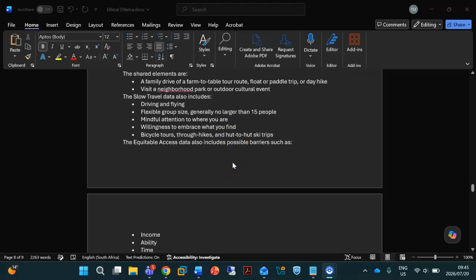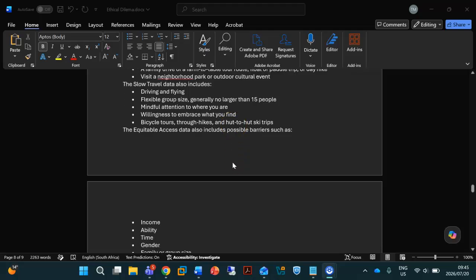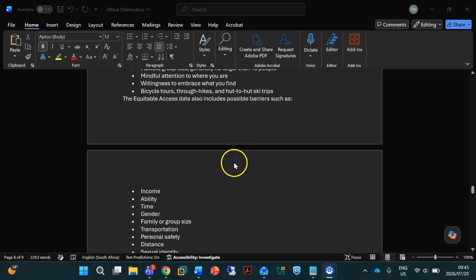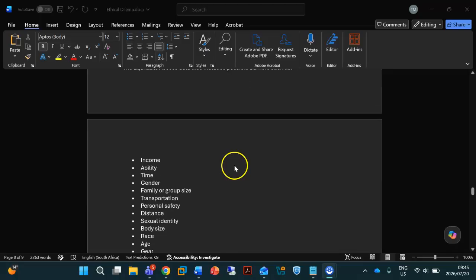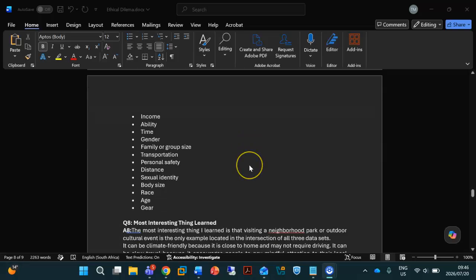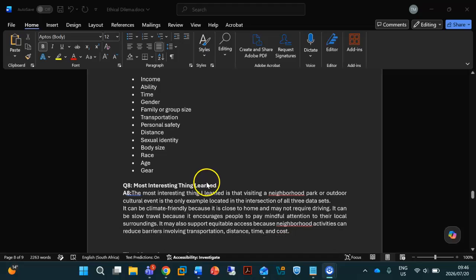Then the slow travel data would include driving and flying, flexible group size, mindful attention to where you are, willingness to embrace what you find, bicycle tours, hikes and ski trips. Then the equitable access data will include possible barriers such as income, ability, time, gender, family or group size, transportation, personal safety, distance, sexual identity, body size, race, age, and gear.